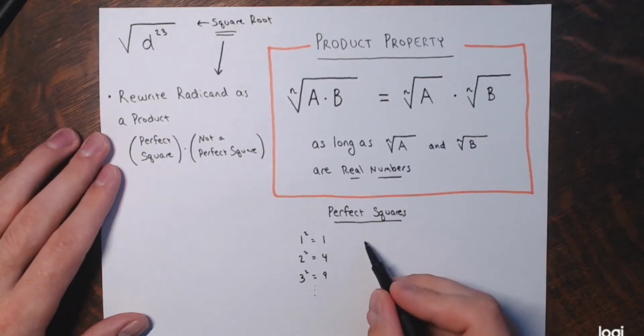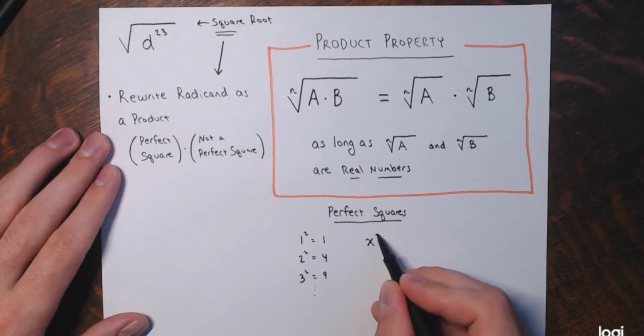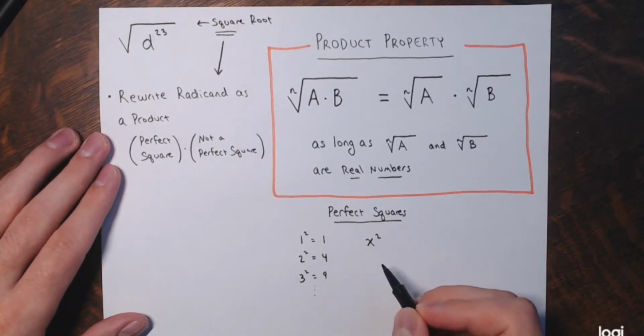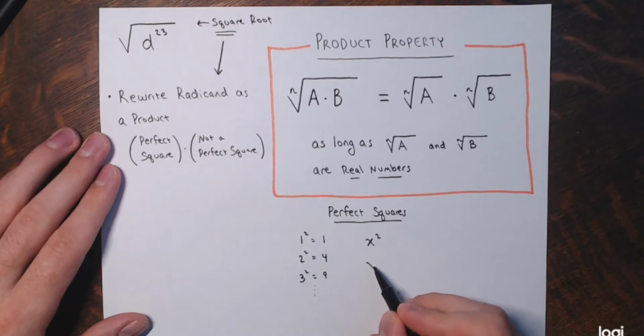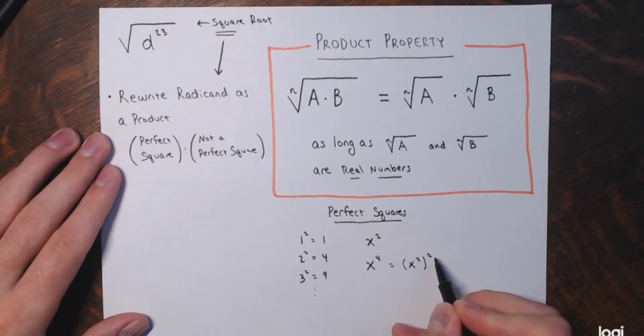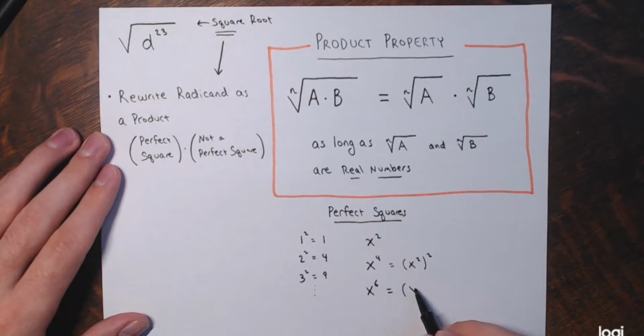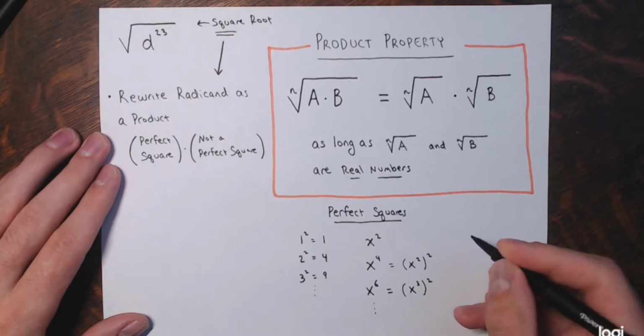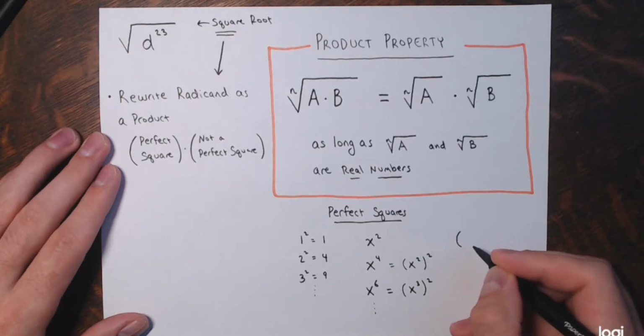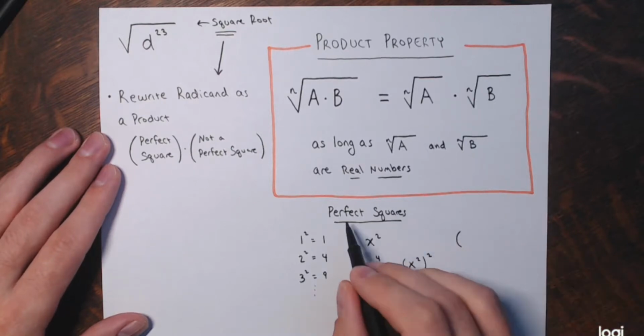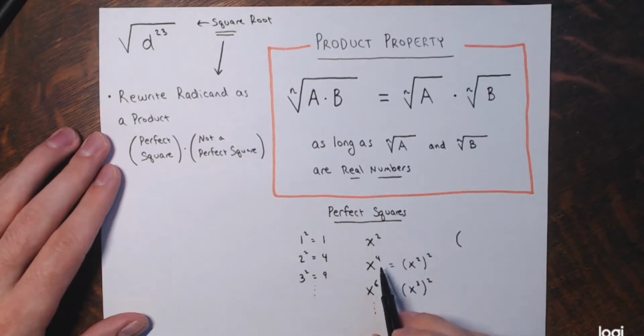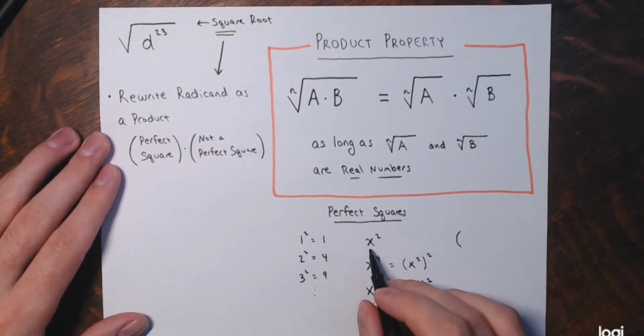But perfect squares can also be expressions: x to the second, y to the second, x to the fourth, right? Because that's x squared squared. Something's squared. x to the sixth. This is x cubed squared, right? Basically, these are just expressions with even powers: 2, 4, 6, 8. And the expression doesn't have to have just a single term like x here.